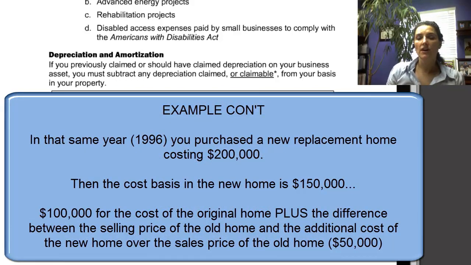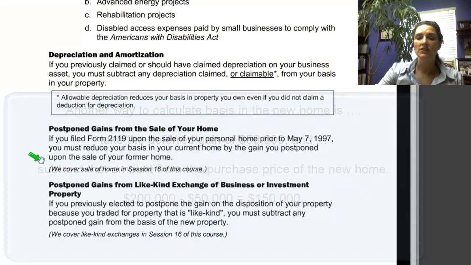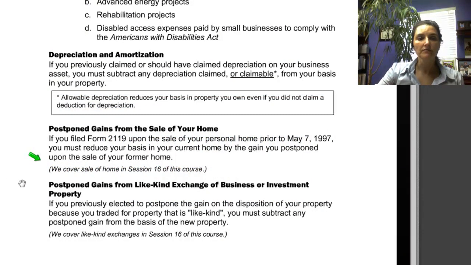Well, interestingly, your cost basis in the new $200,000 home is only going to be $150,000 because you're going to take your original basis in your original home and you're going to add in the additional money you had to pay for the new home, which was only $50,000 more than you sold the old home for. So your cost basis in the new home would be $200,000 minus the deferred gain of $50,000 to give you a cost basis of $150,000 in the new home. And we do cover sale of home in greater detail in session 16 of this course.